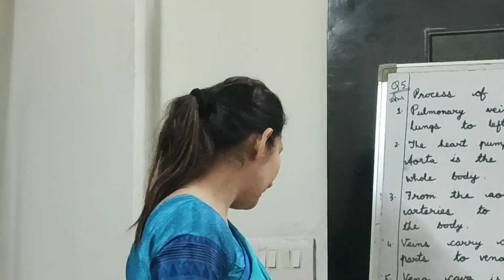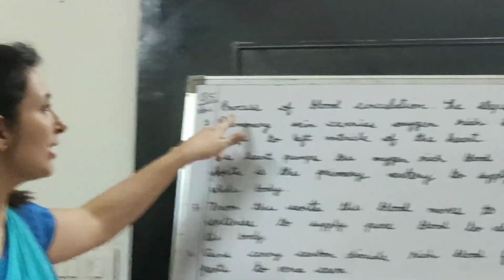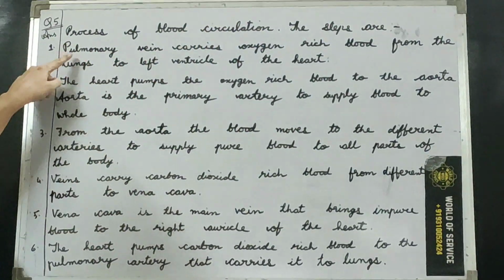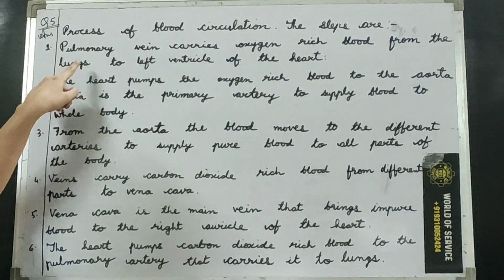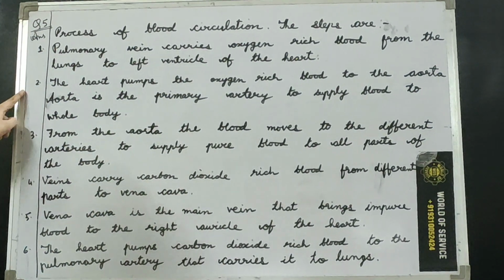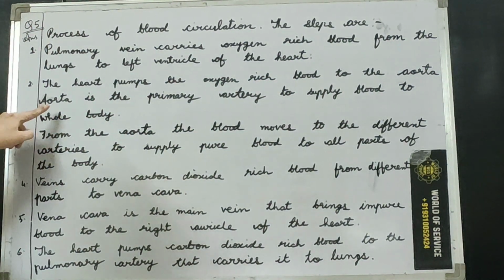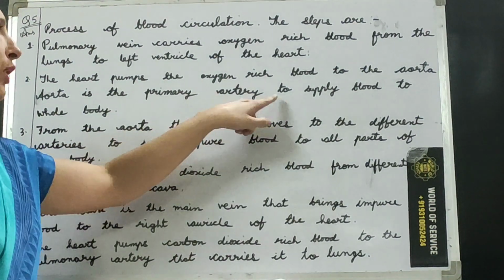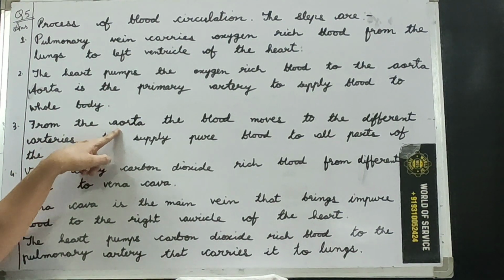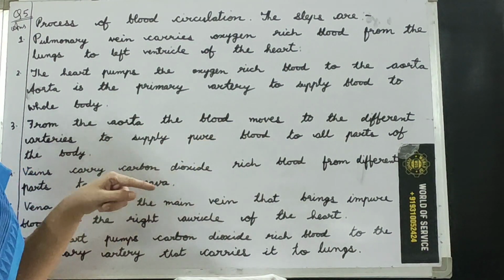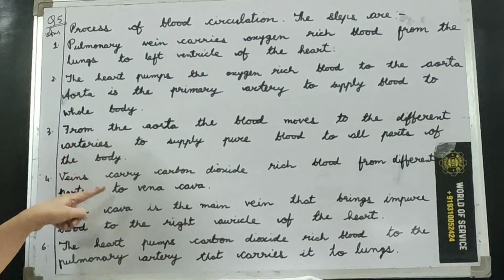Children, now let's start question number 5. Discuss the circulation of blood in human heart. So the process of blood circulation, the steps are: first step, the pulmonary vein carries oxygen rich blood from the lungs to the left ventricle of the heart. Second point, the heart pumps the oxygen rich blood to the aorta. Aorta is the primary artery to supply blood to the whole body. From the aorta, the blood moves to different arteries to supply pure blood to all parts of the body.